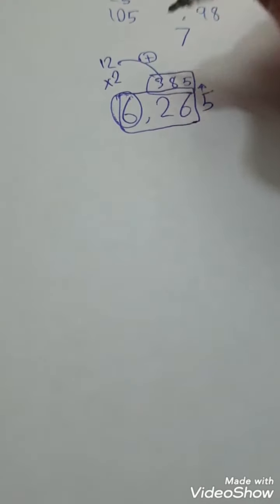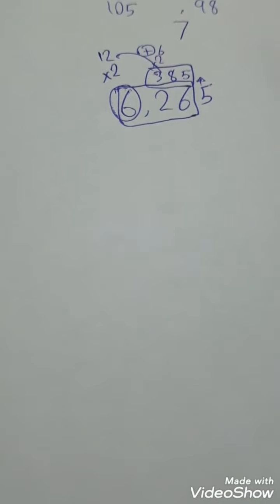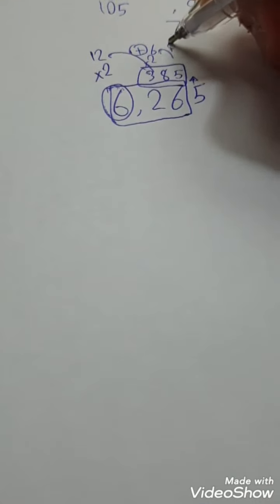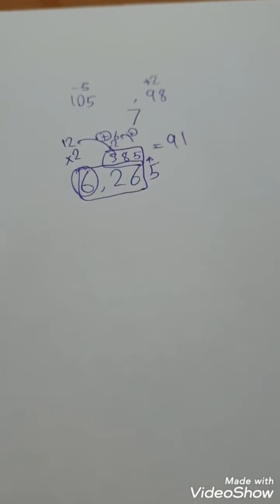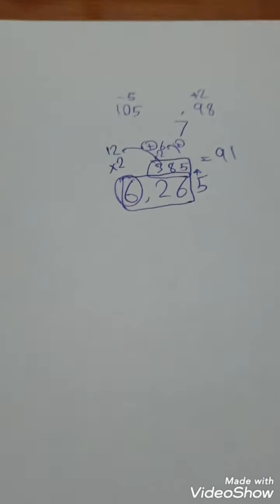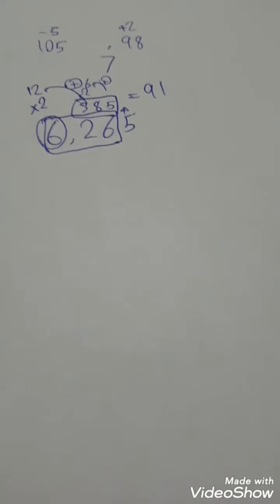Then we will do the same with the 385. We move consecutively. Then we multiply 3 by 2. This will give us 6. And then we will add this to the 85, which will give us 91. And 91 is divisible by 7. So this whole expression 6,265 is divisible by 7. Okay.